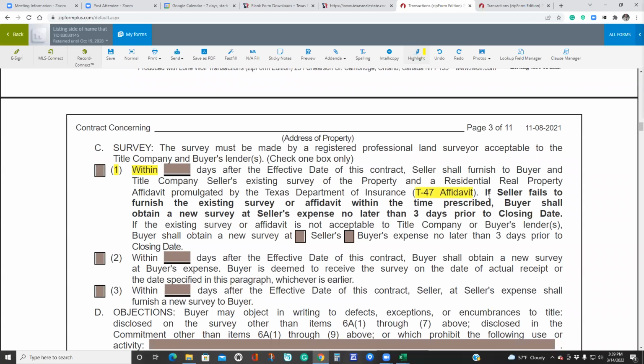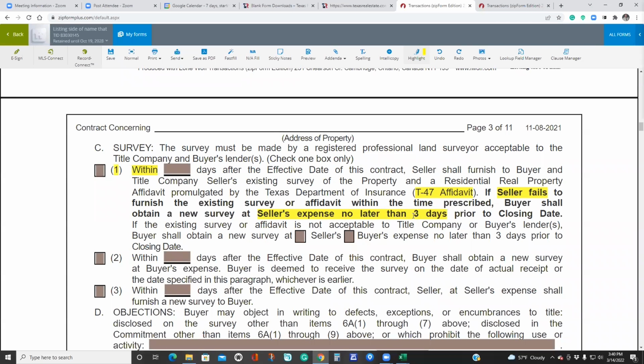That's one part. Seller's going to give them the survey they have. That's good. We're okay. Not a problem. If the seller fails to do that, then the buyer can order one at the seller's expense, but no later than 3 days. If you wait until the day before closing, that part doesn't pertain. So no later than 3 days before.